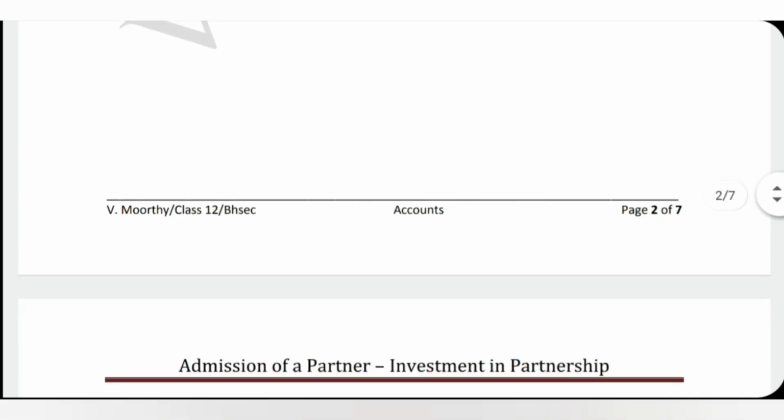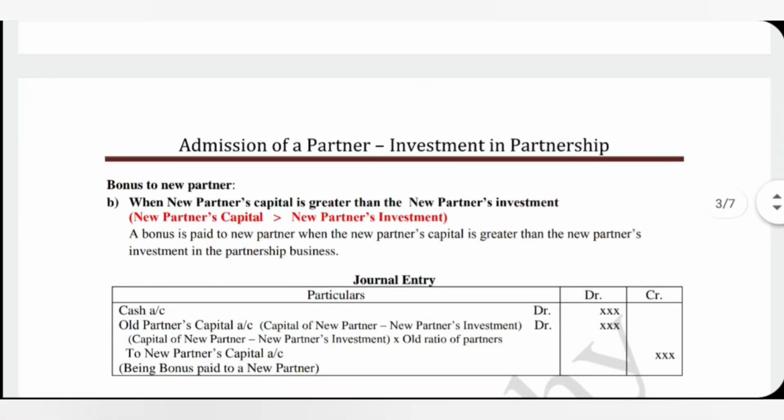Next, we can see the bonus to a new partner. A bonus is given to the new partner when the new partner's capital is greater than the new partner's investment. A bonus is paid to a new partner when the new partner's capital is greater than the new partner's investment in the partnership business.